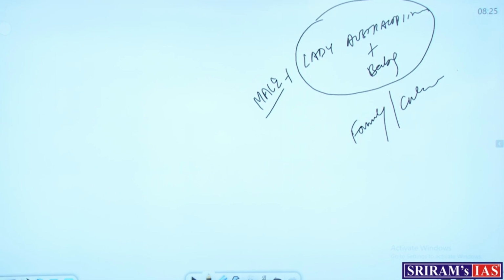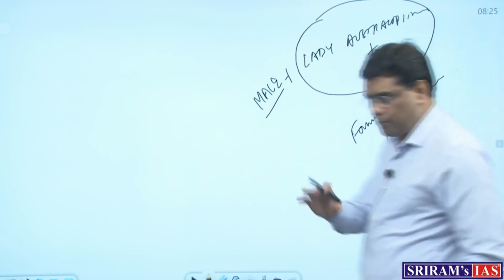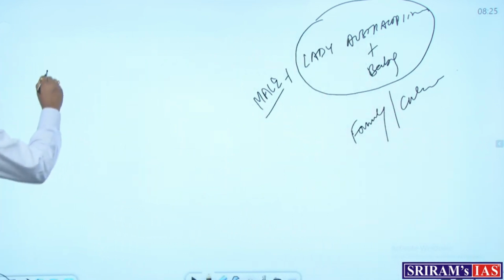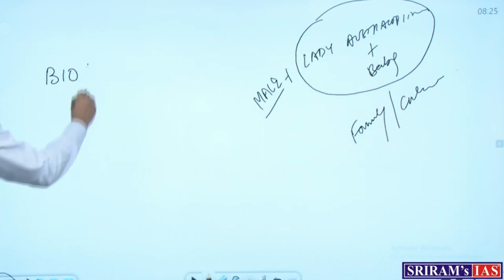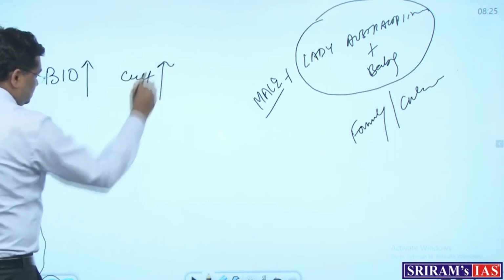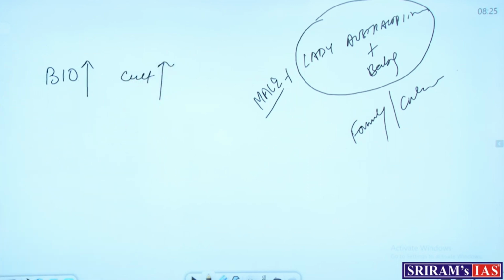So change in evolutionary character. Okay. So the $1 million output of this entire discussion is that biological evolution always leads to cultural evolution. Right? This is a parallel thing. How much biologically evolved, that much culturally evolved. Okay.